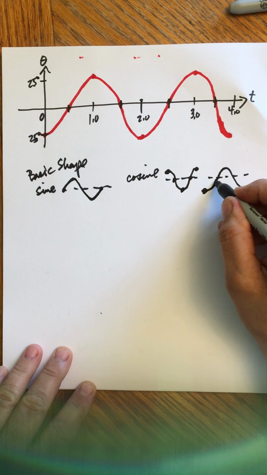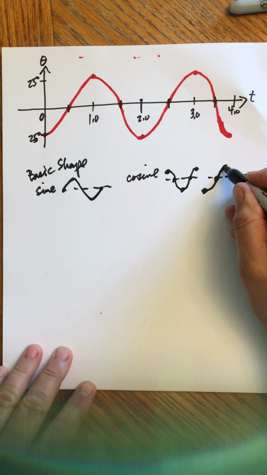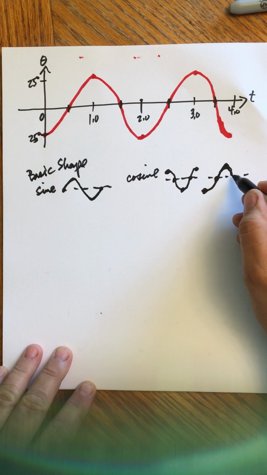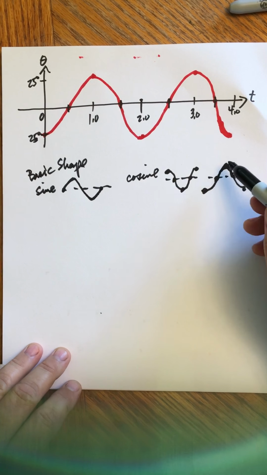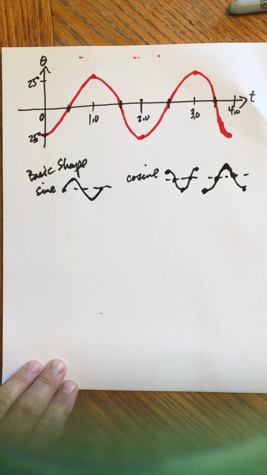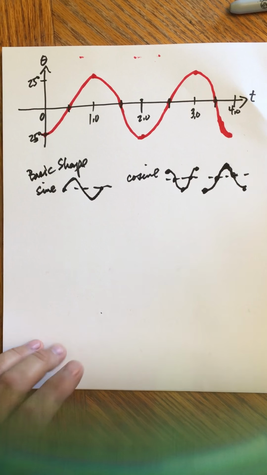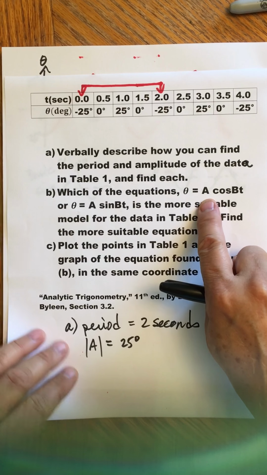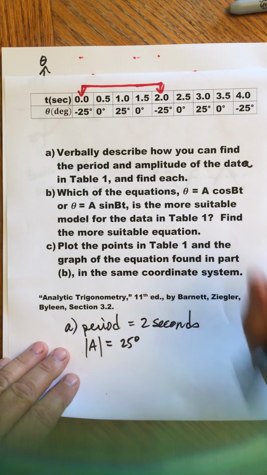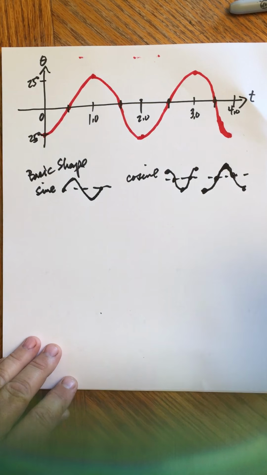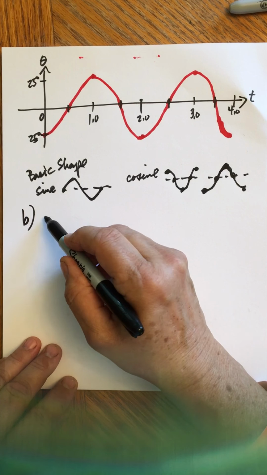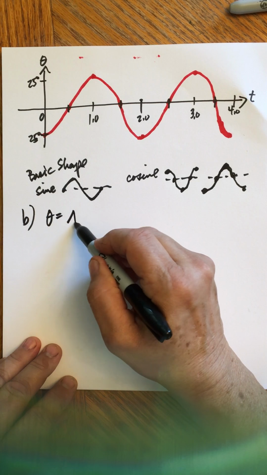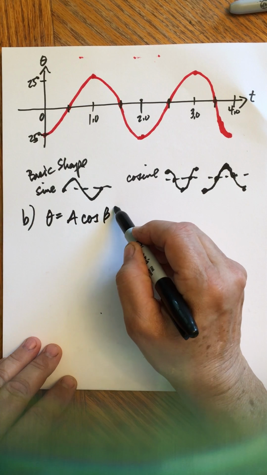This is what it looks like. It starts at the min, goes to the axis, and comes back. Sorry, this should be a little more symmetric. So really what we have here is a reflected cosine wave. We can see that. So when they ask which of the equations is more suitable, it's definitely A cosine BT. So for B, we want to use theta equals A cosine BT.